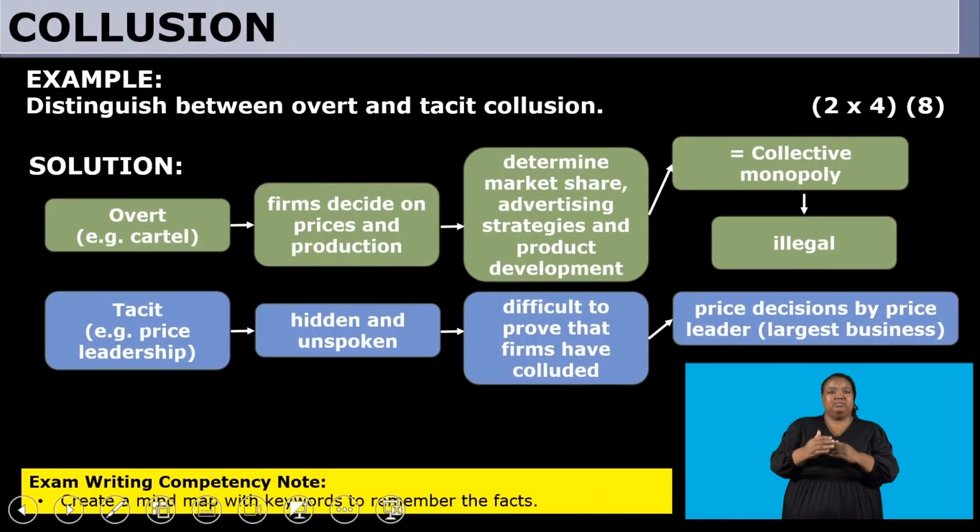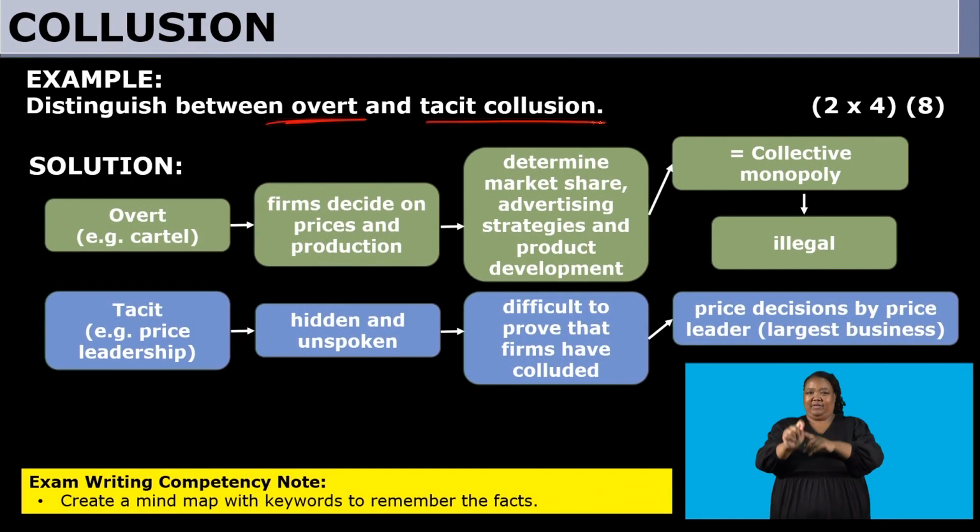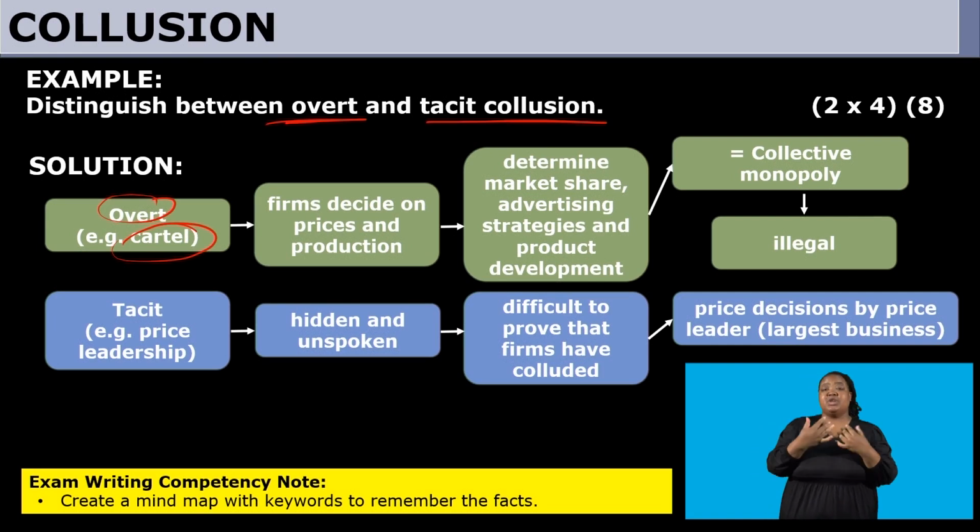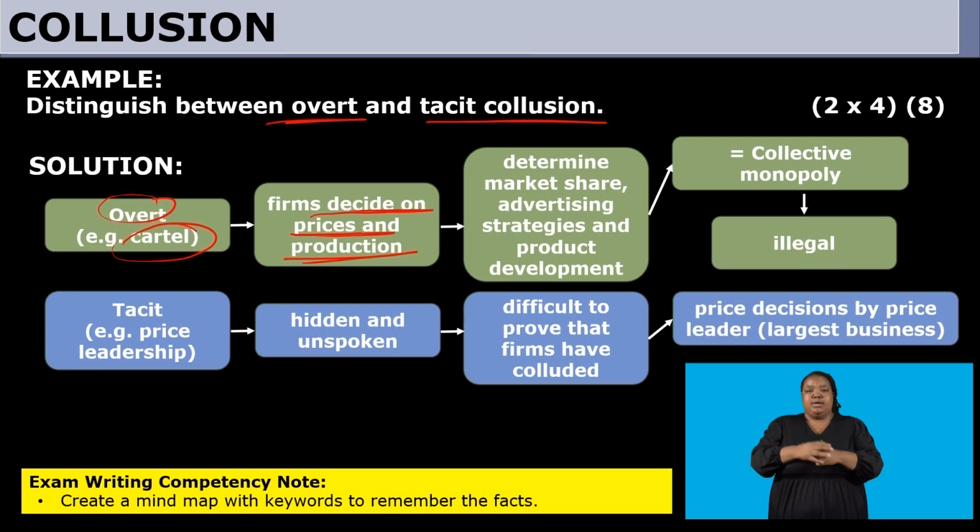Next question, distinguish between overt and tacit collusion. We're going to start with overt collusion. Overt collusion is also known as a cartel. It's a form of collusion. What happens in this type of collusion? The firms agree to come together, then they decide on the prices and the production or the output level that they want to provide into the market. In most cases, they limit the quantity that they provide into the market, then they increase the price for that product. And how do they do that?